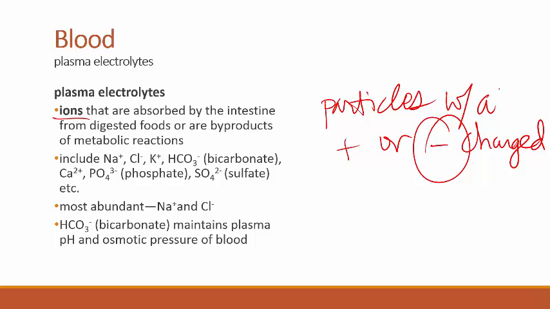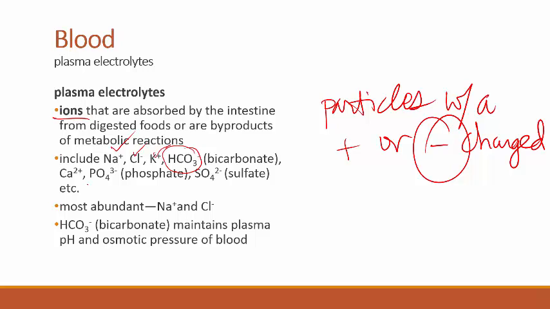of metabolic reactions. So we produce a lot of ions throughout the body. And so some of the ions include sodium, that's what Na is, chloride, that's what Cl is, potassium, that's what K plus is, HCO3 is the bicarbonate ion. I should have said HCO3 minus, so it has a negative charge. Calcium has 2 positive charges, so it's lost 2 electrons, or gained 2 protons. Phosphate, PO4 3 minus.